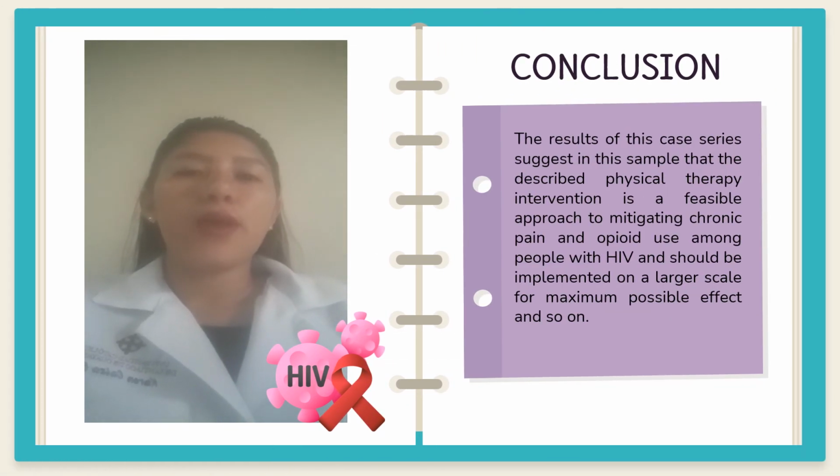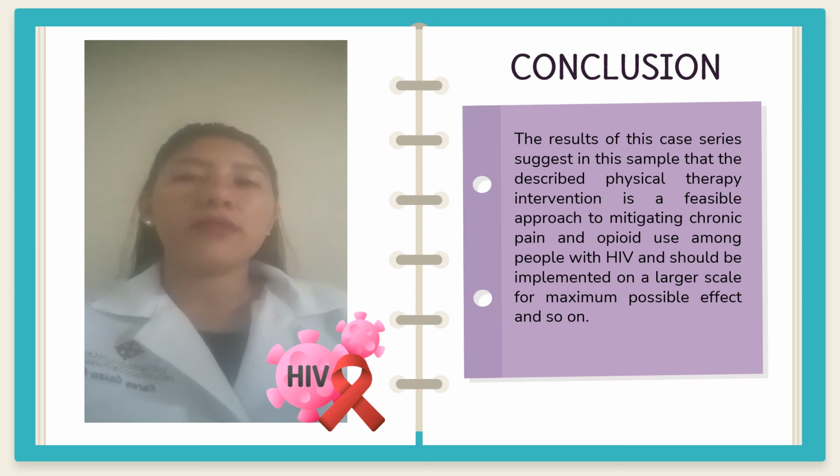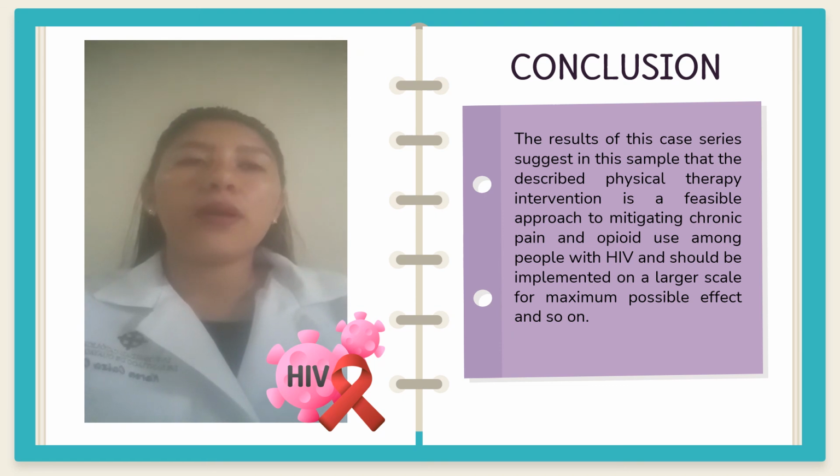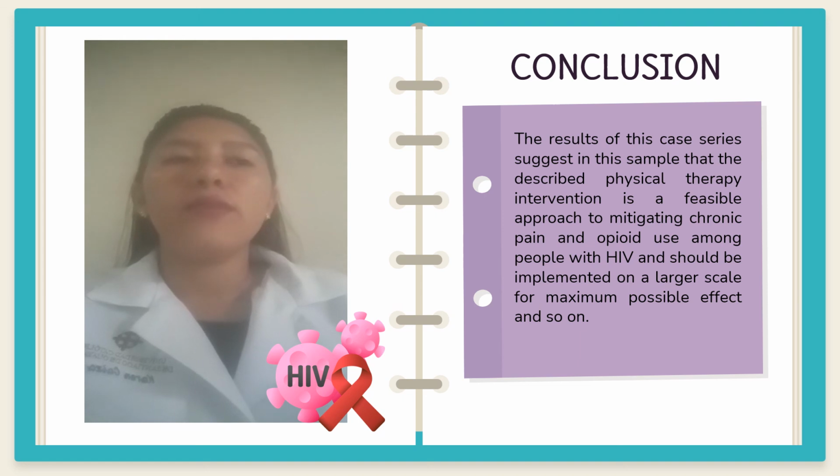Conclusion. The results of this case series suggest in this sample that the described physical therapy intervention is a feasible approach to mitigating chronic pain and opioid use among people with HIV and should be implemented on a larger scale for maximum possible effect and improve the quality of life and opportunities that this disease limits.